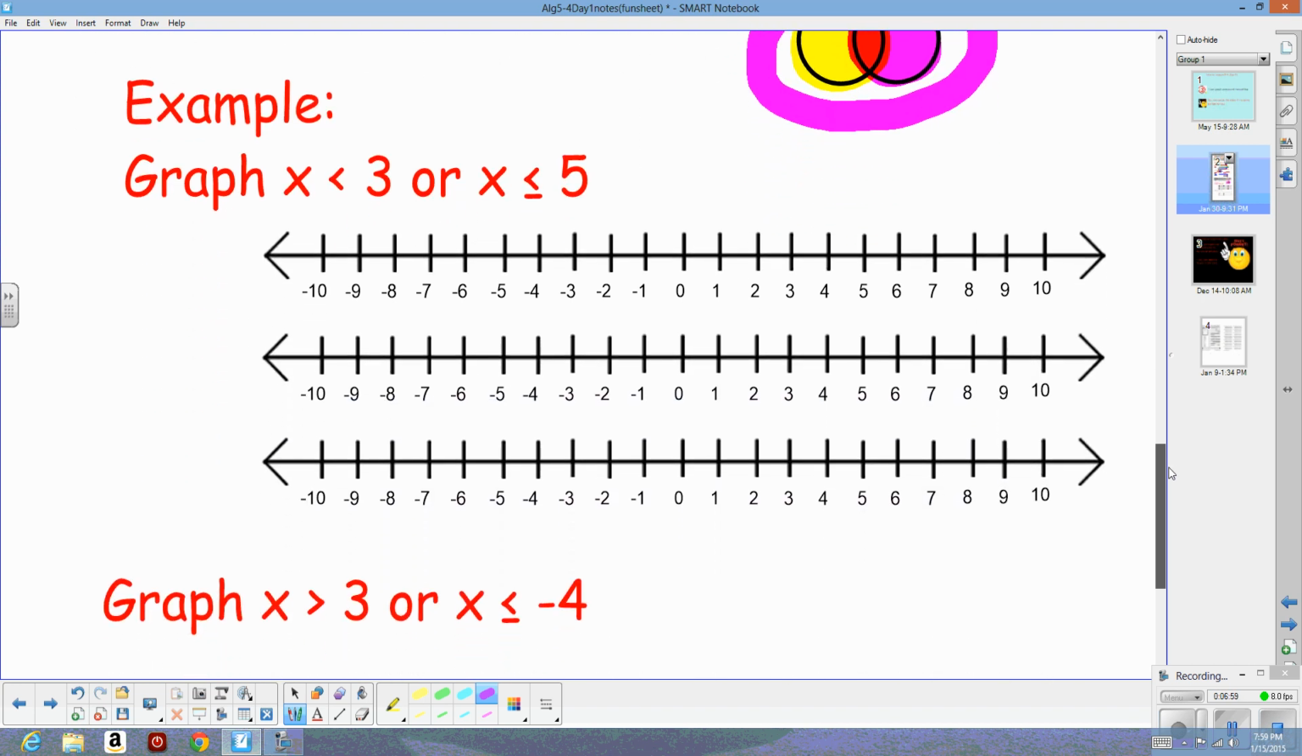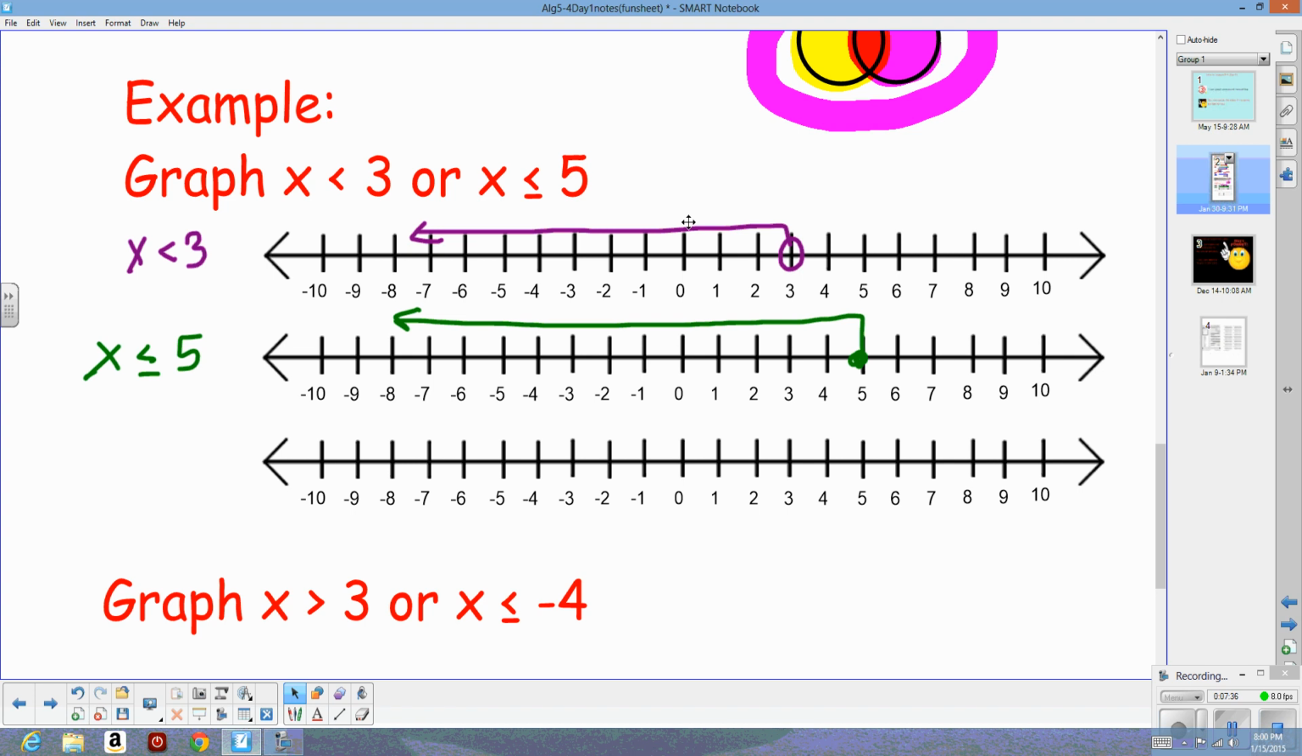So if I were to graph x is less than 3 or x is less than or equal to 5, I want to graph each one. So x is less than 3, I'm going to put right here. X is less than 3 will be an open circle on the 3, and it will go to the left. And then if I want x is less than or equal to 5, I would have a filled in circle on the 5, and less than or equal to 5 is this way.